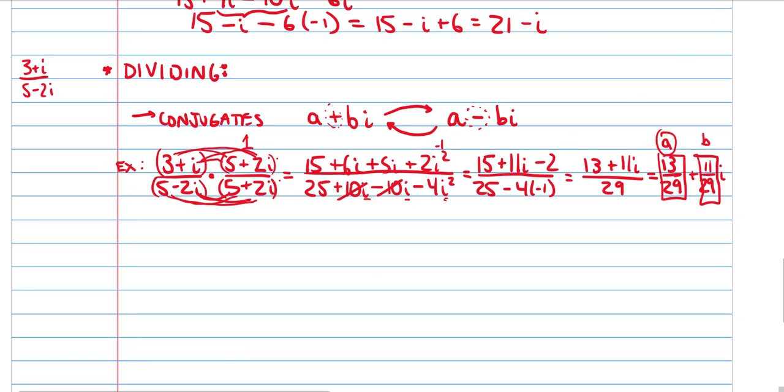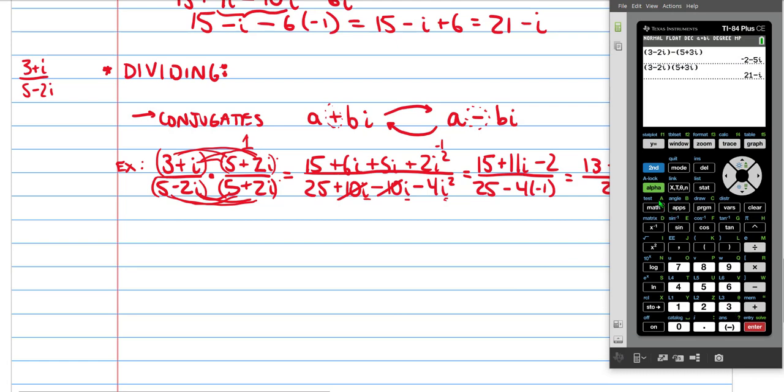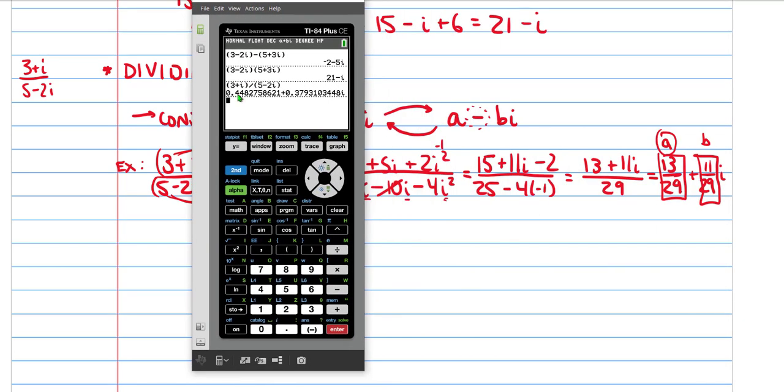Do keep in mind that the calculator could have done all of this. In fact, I'm going to do this as follows. 3 plus i, that's second function i. Notice that I am putting that in parentheses, divided by parentheses. Very important to use parentheses here. 5 minus 2 and i. And when I hit enter, I do get this very ugly fraction, 0.44 plus 0.37i. But if I hit math, enter, enter, I convert the decimal form to the fractional form, and I can see exactly what I got over here. So the calculator once again has confirmed that I did this all correctly.